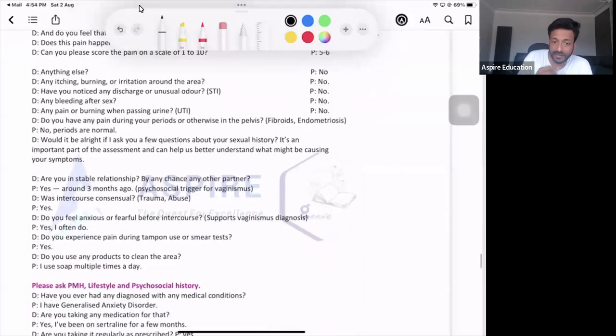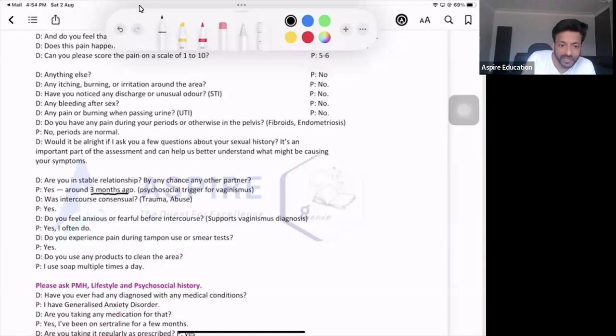Okay, so then the patient already told you that I am sexually active. So you can ask, are you in a stable relationship? Any change in the partner, for example? And this patient said, actually, I changed my partner 3 months ago. You know, this could be a psychosocial trigger for post-coital pain or vaginismus. That's very important. 3 months ago, patient changed the partner.